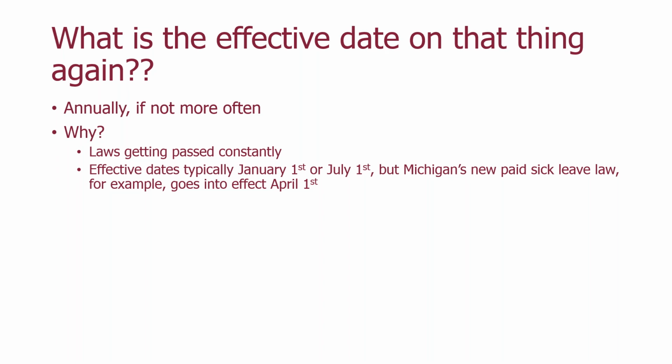And here's why. What used to happen more frequently was laws were passed and they had effective dates that were either January 1st or July 1st. Now that's not consistent across the board, but that used to be more typical. But like I said in the beginning slide, because the federal government hasn't been passing as many HR employment-related laws lately, the states have been fast and furious working on passing a lot of very employee-friendly policies and statutes. And so you end up with weird effective dates.